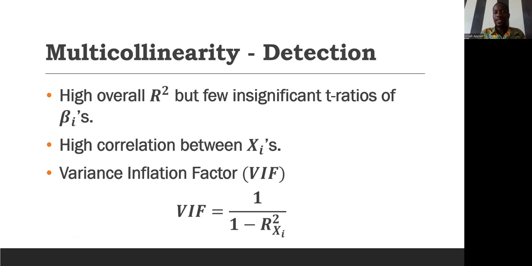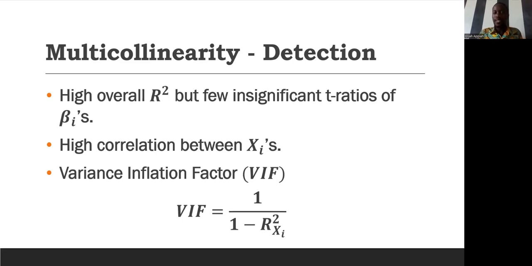Yes, one of them is, like I said, high overall R squared. Now, the whole thing is, if you estimate your parameters, say you have two independent variables in a regression model, then it means you have three parameters, right? Beta zero, beta one, and beta two. Now, if you notice that the coefficients' associated p-values prove that the coefficients are not significant, that is what we mean by few insignificant t-ratios. So if you notice that the coefficients are not significant, but you ended up getting a very high R squared, that is one way to be sure that yes, there is multicollinearity in there. The second one is, you just need to examine the relationship that exists between the independent variables. And so if the correlation is high, then we have multicollinearity. That is also another way of detecting it.